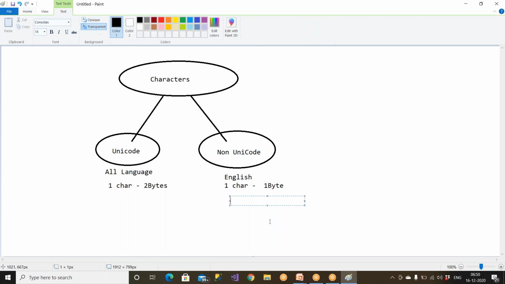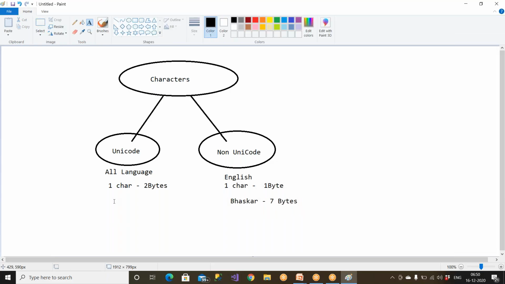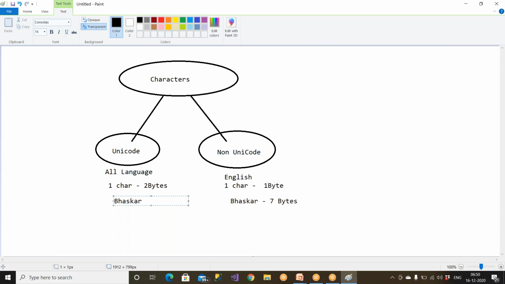Clear? For example, if I have Bhaskar in non-Unicode, 1 2 3 4 5 6 7, it is going to occupy 7 bytes of space. Clear? But if I store the same Bhaskar in Unicode, 1 2 3 4 5 6 7, 7 into 2, 14 bytes, it is going to occupy, even though I store it in English, because Unicode supports English as well. Clear? Plus other languages. So it is going to be supporting them.